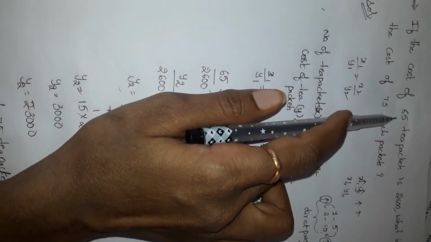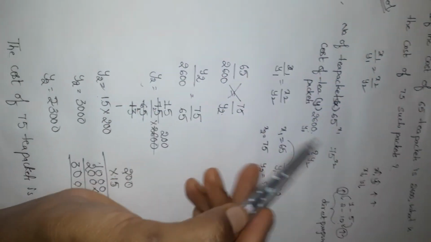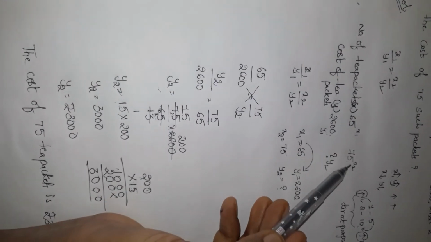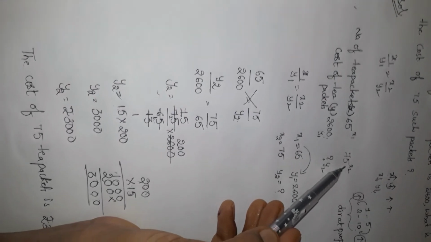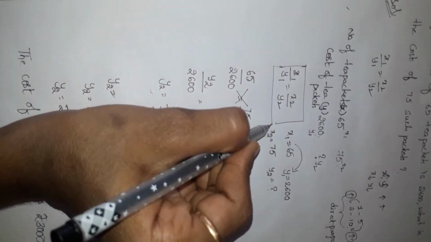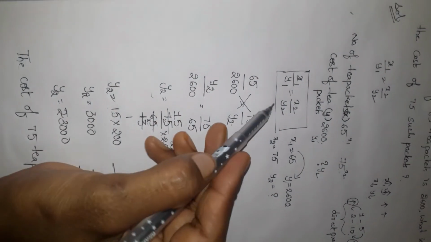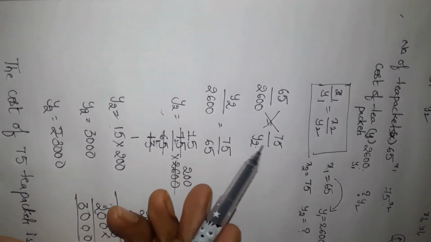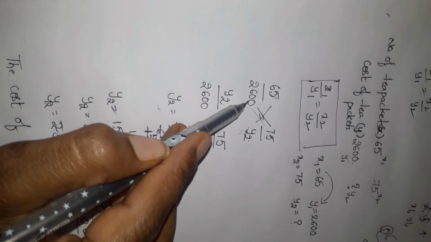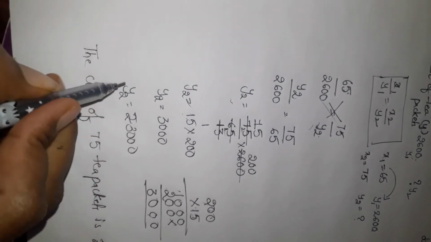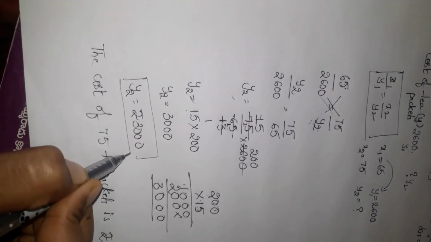So if you observe what we have done, we have taken a problem which is in direct proportion. For 65 tea packets, the cost is 2600. We needed to find the cost of 75 tea packets. This is the important point in direct proportion. If you remember this, you can do the problem easily. That is x1 by y1 equals x2 by y2. We substituted the values and did the calculation as we do in a simple equation, right? So we have done the calculation and we got the cost of the 75 tea packets.